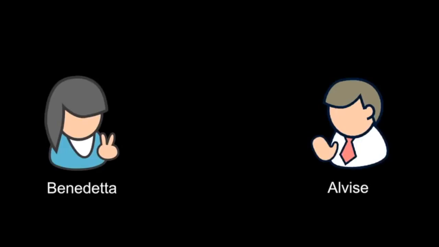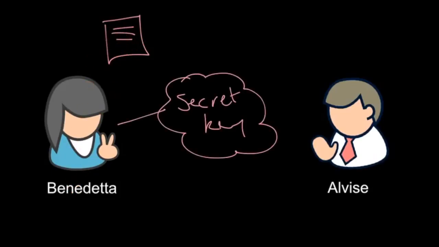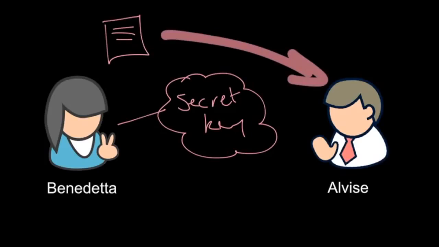pretty much the usual situation is that Benedetta's maybe got a message that she wants to send to Alvise, and Alvise knows the secret key that Benedetta is using to encrypt it. So Benedetta shares that with Alvise. Alvise knows the secret key, and then when he gets the message, he can decrypt it and work out what it's meant. Symmetric encryption, all types of symmetric encryption, work on the principle of a shared key. So by that I mean that the same key is used for both encryption and decryption.